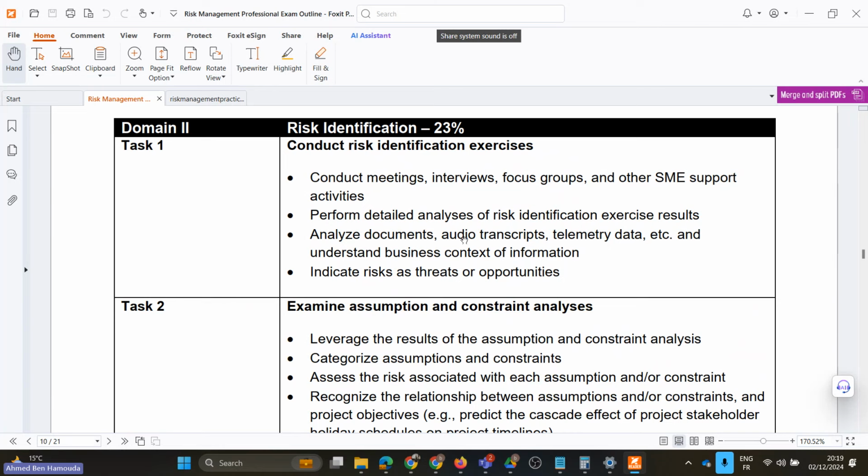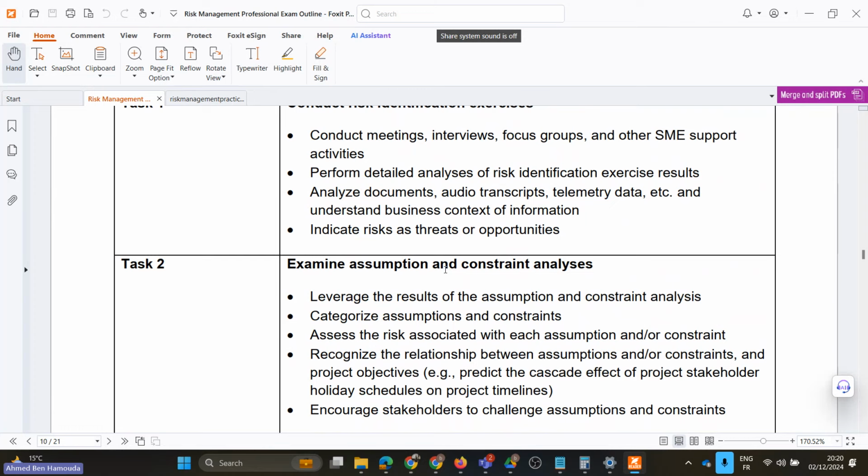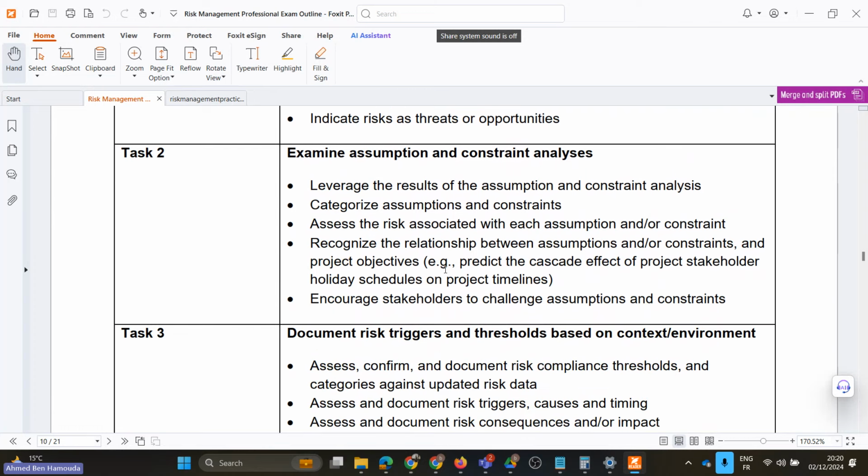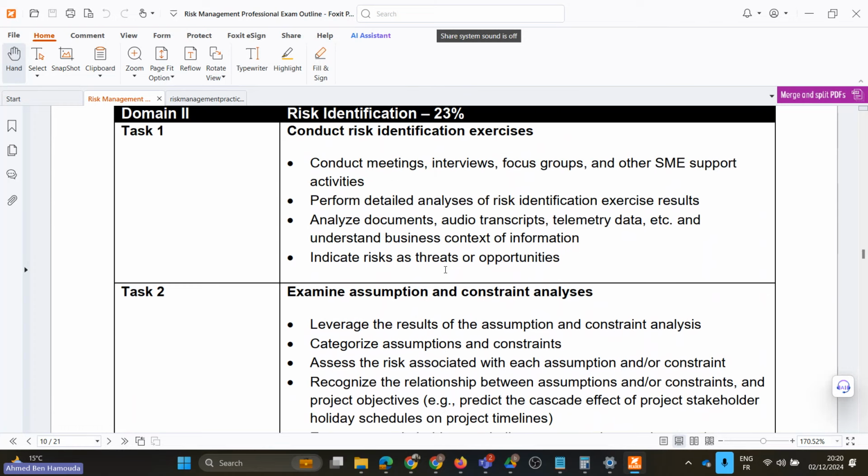And then analyzing also different documents, transcripts, telemetry data, etc., and understanding the different business context of information, and also defining whether those identified risks are threats or opportunities. Okay, are they going to potentially harm the project and the business, or are they going to potentially benefit the project and the business? Okay, so that's task one.